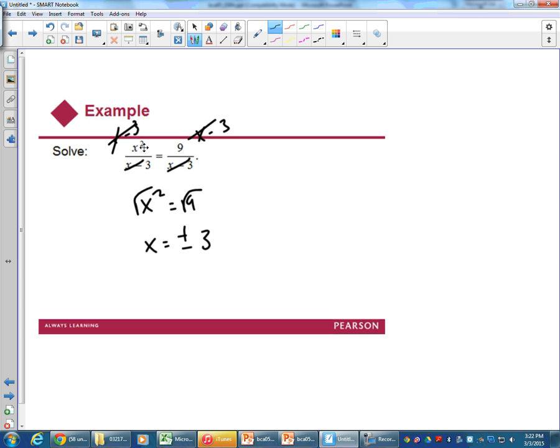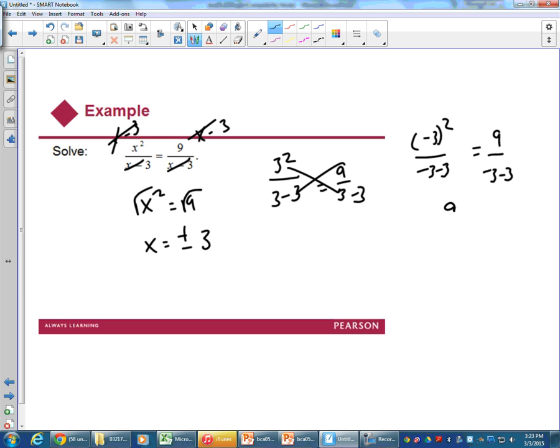Well, do they both work up here? 3 squared over 3 minus 3 equals 9 over 3 minus 3. We got a problem. I can't have a 0 on the bottom, so 3 doesn't work. So let's see, negative 3 squared over negative 3 minus 3 equals 9 over negative 3 minus 3, which is 9 over negative 6 equals 9 over negative 6. Negative 1.5 equals negative 1.5. So the only one that works is x equals negative 3. That's the only one.